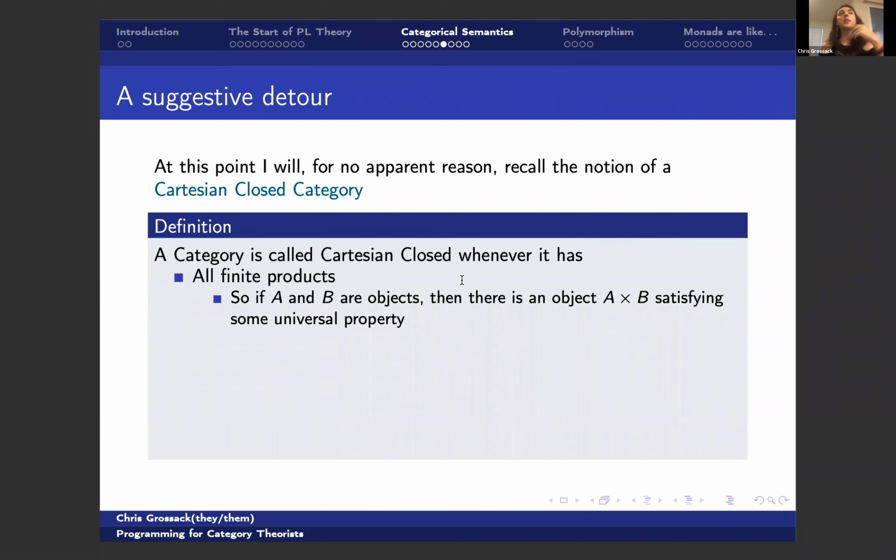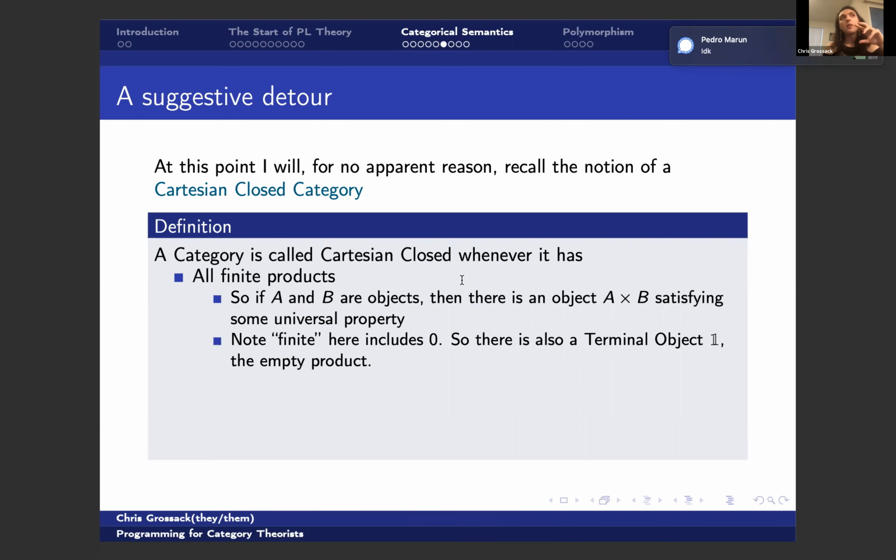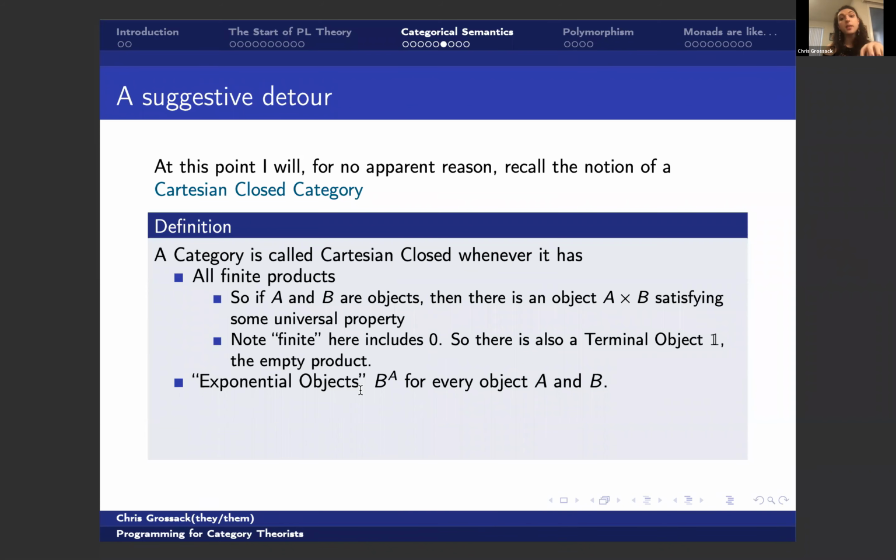B, and it behaves exactly like the Cartesian product in sets. There's some universal property which allows you to categorically describe what A times B is. But again, we're going to gloss over that for now. And one important thing to note is that finite here includes 0, right? So if I product 0 things together, I get some terminal object 1, which is important, again, for defining elements formally. And I also have this notion of exponential object.